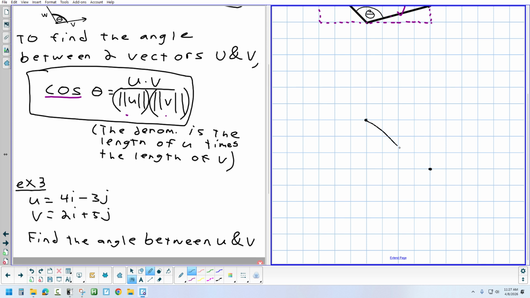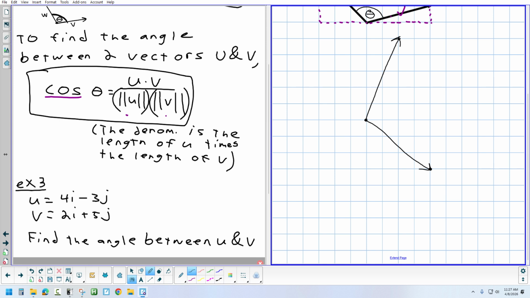So that vector looks like that. And then the other vector is right 2, up 5. Right 2. 1, 2, 3, 4, 5. So kind of like that.